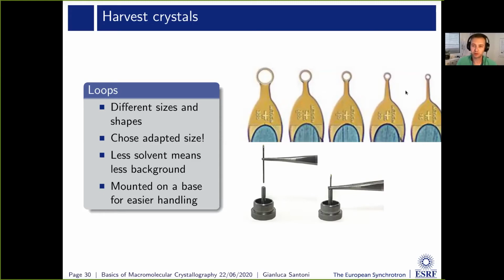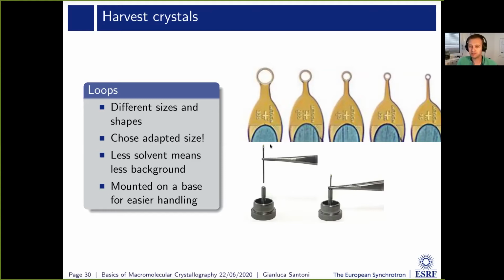So we need to have different tools, first to be able to extract the crystals from the crystallization drop where they have grown. And then it's also important because when we harvest the crystals, the less solvent we leave around the crystals, the easier it will be to flash cool those crystals, because there will be less volume of material to cool when we plunge them into the liquid nitrogen. So it's important to choose the adapted size. One, again, for the sake of speeding up the cryocooling process. And second, because less solvent around the crystal means that there will be less background on the diffraction images.